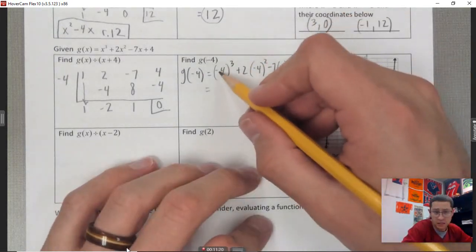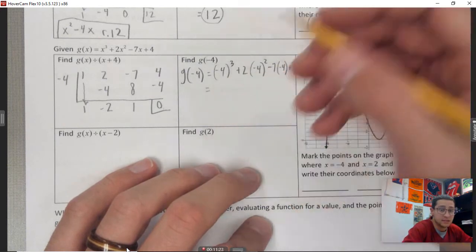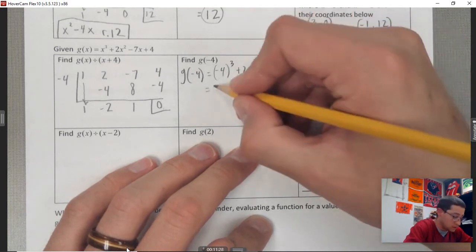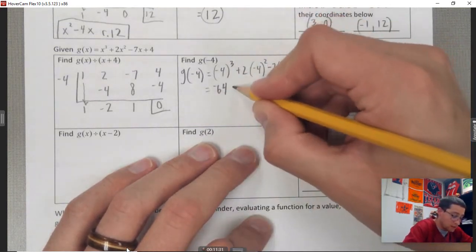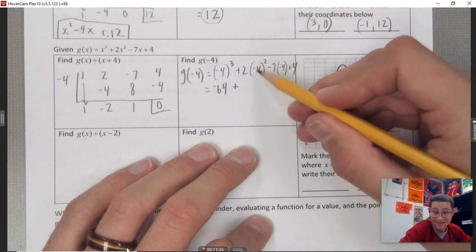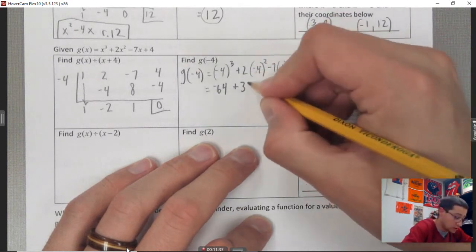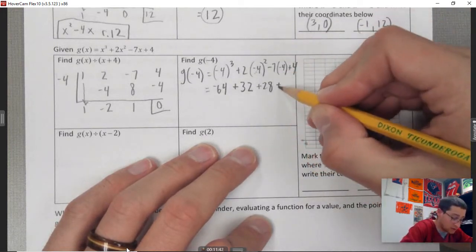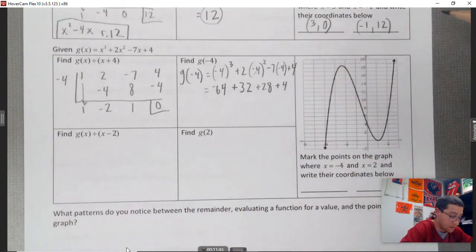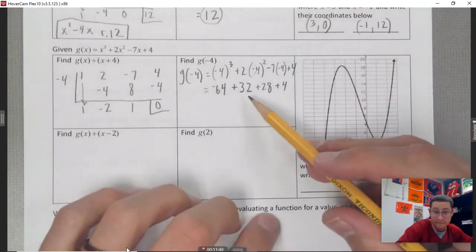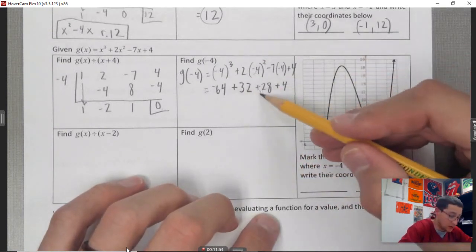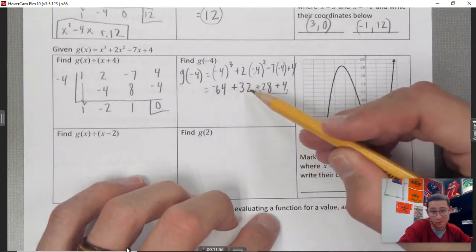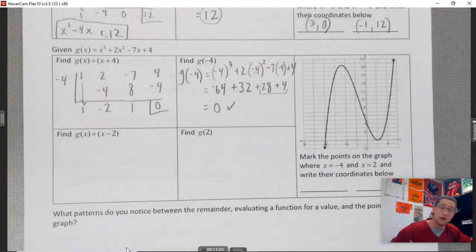But I do get, let's see, 4 times 4 is 16. 16 times 4, 64. So negative 64. And then plus, negative 4 squared, that's 16. 16 times 2, so plus 32. But then plus 28 here, and then plus another 4. So let's check it out. This should be 0, right? The reason I know that quickly is, look at that. That adds up to 32. 32 plus 32, that's 64. Negative 64 plus 64 does end up being 0.